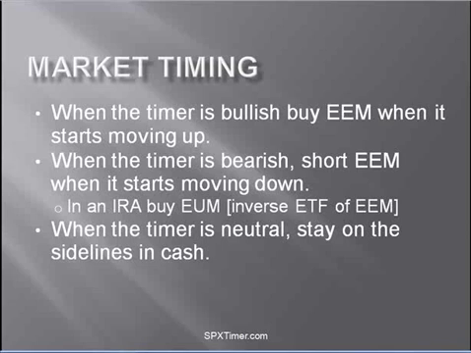When the timer is bullish, buy EEM when it starts moving up. When the timer is bearish, short EEM when it starts moving down. When the timer is neutral, stay on the sidelines in cash. In bear markets, EEM is shorted. This is not permitted in IRAs. However, EEM has an inverse ETF called EUM. Rather than short EEM, buy EUM. This eliminates the IRA restriction.